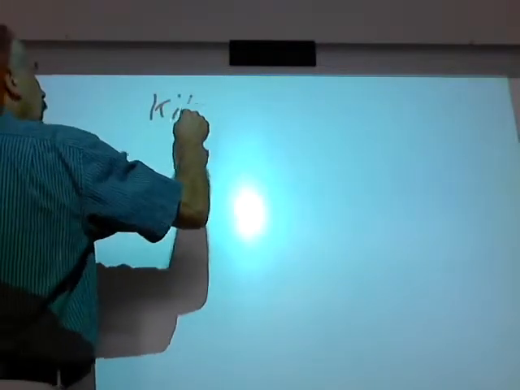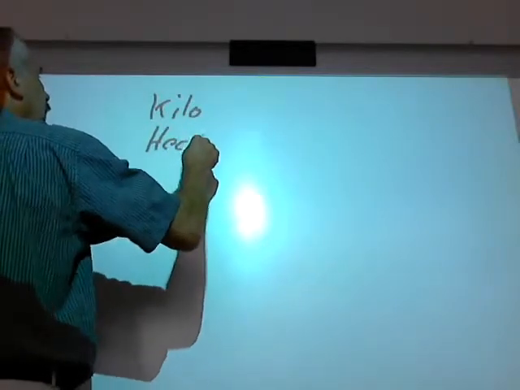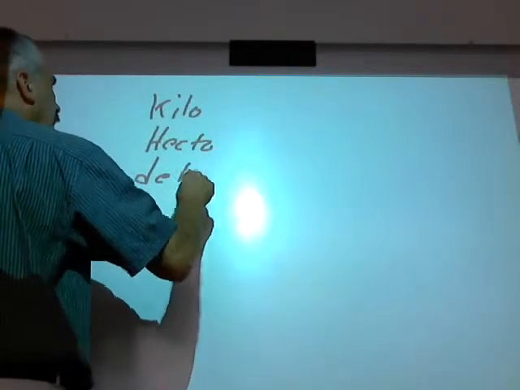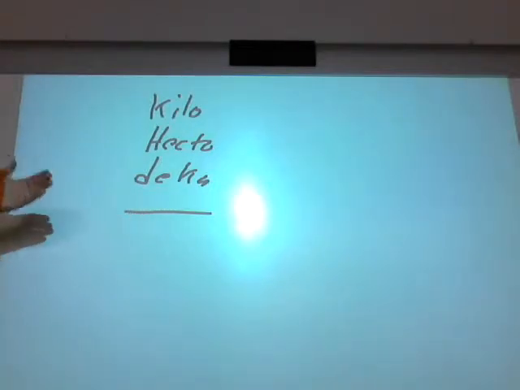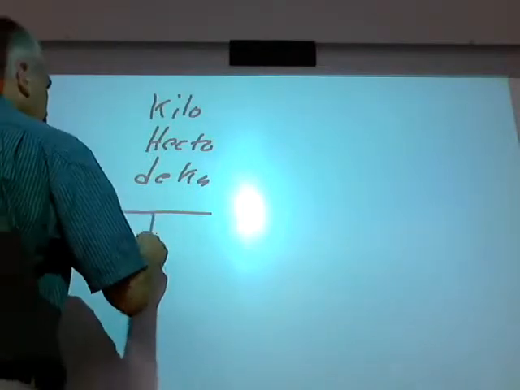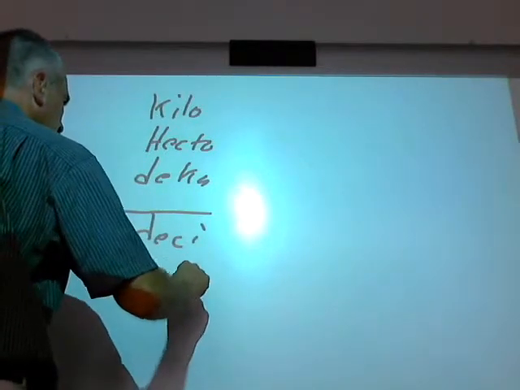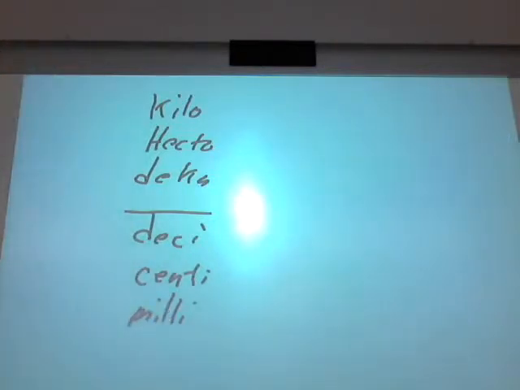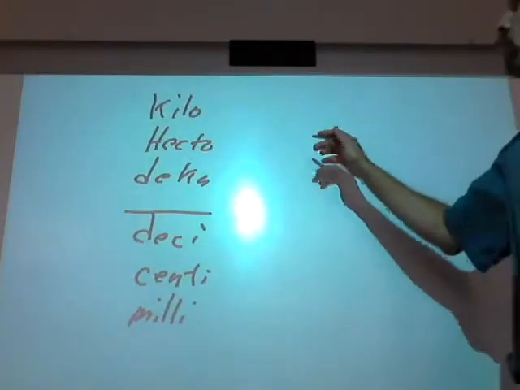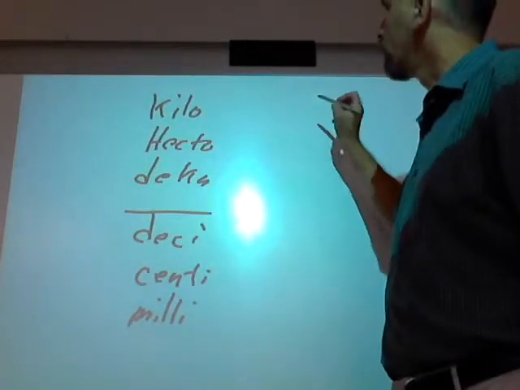You have to know kilo, hecto, deca. Then there's the base unit, whatever that is, grams, liters, meters, whatever. Deci, centi, and milli. Two L's in milli? Or just one? I think it's two. And the abbreviation for each of those, I'll give you also.